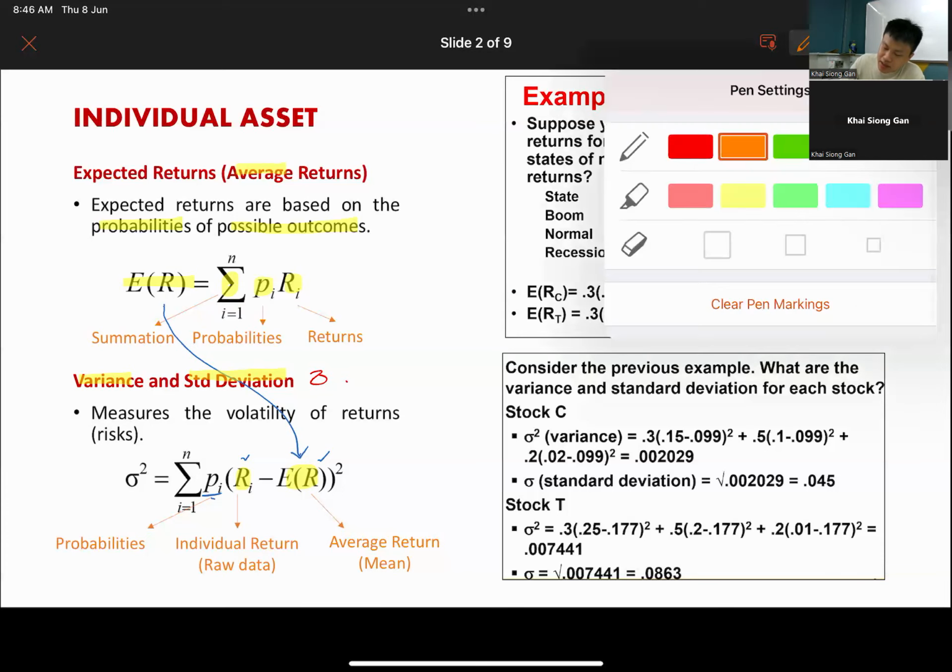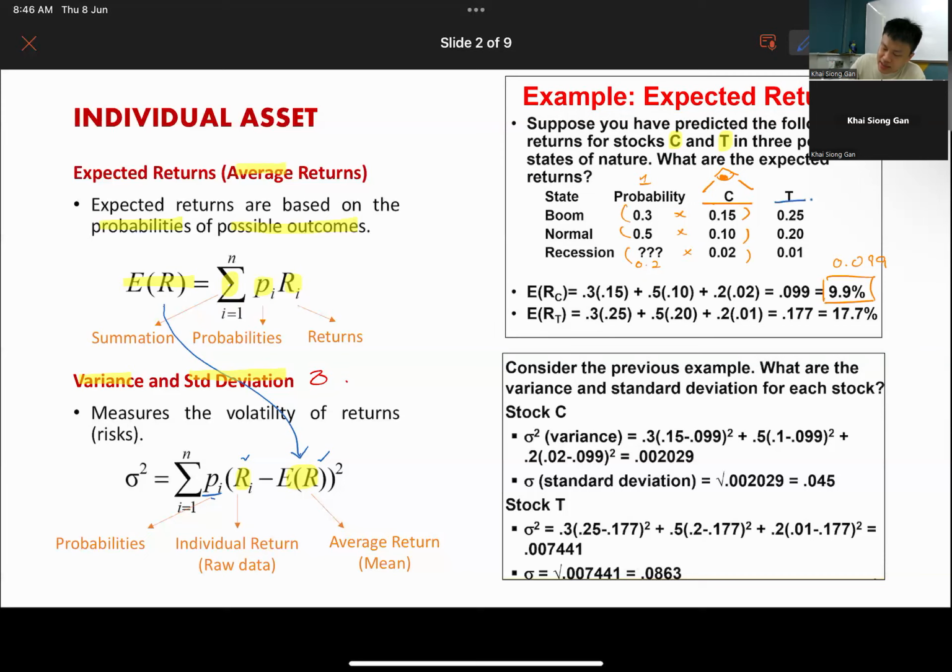Now, similarly, if I were to look into asset T, again, remember when you look into individual asset, I look from the top. So similarly, there is 30% probability in the boom state with these returns, 50% probability in the normal state with these returns, and 20% probability in recession with this return. So I'm just using probability times the return, probability times the return, probability times the return, and then I add up all the summation. At the end, I get this amount.